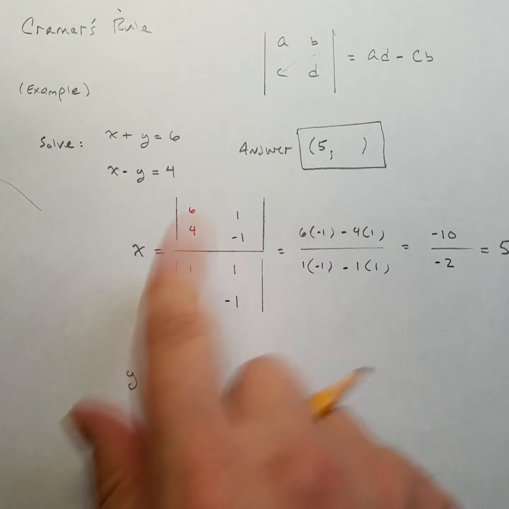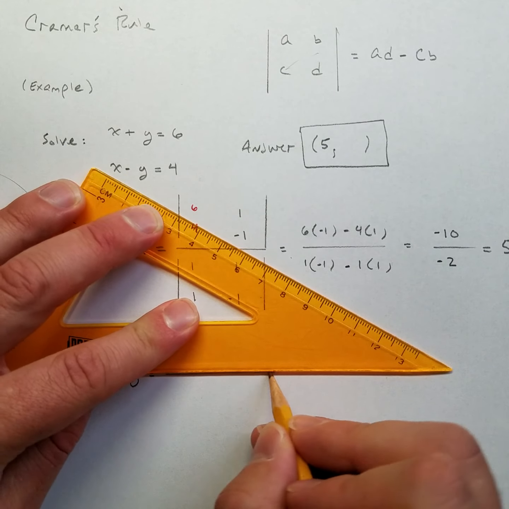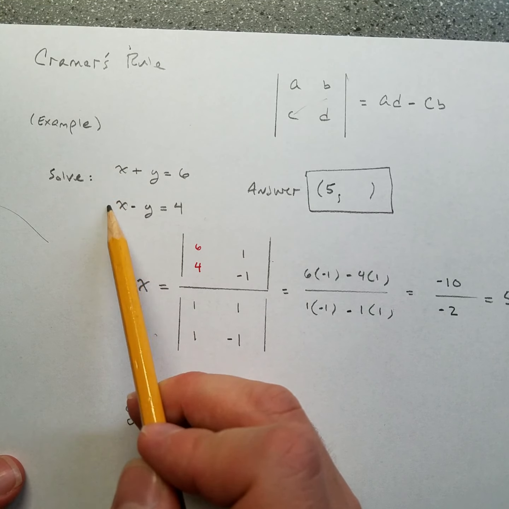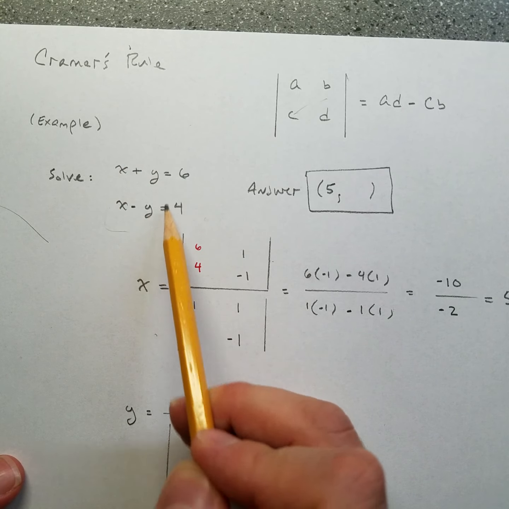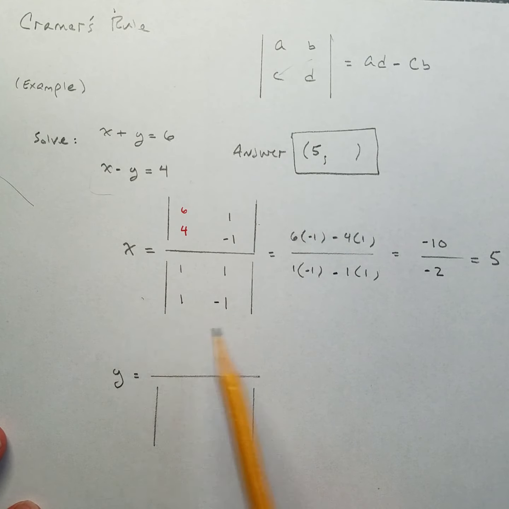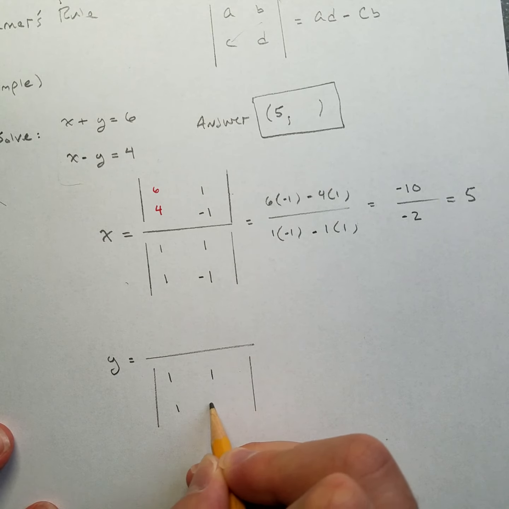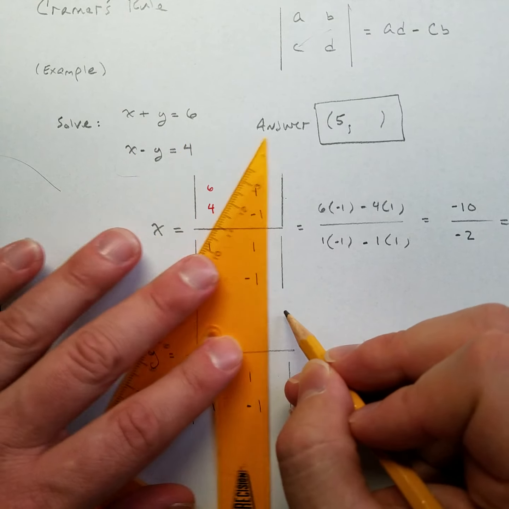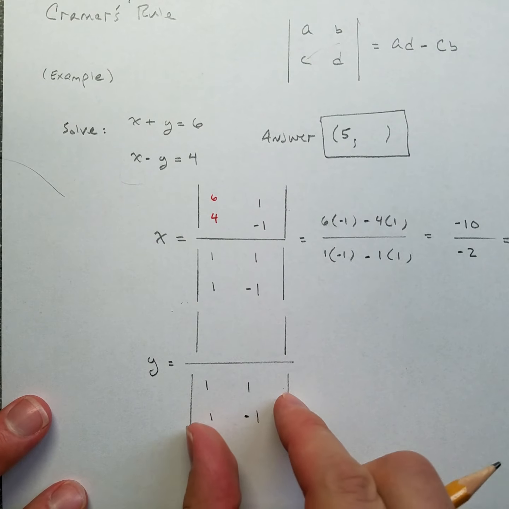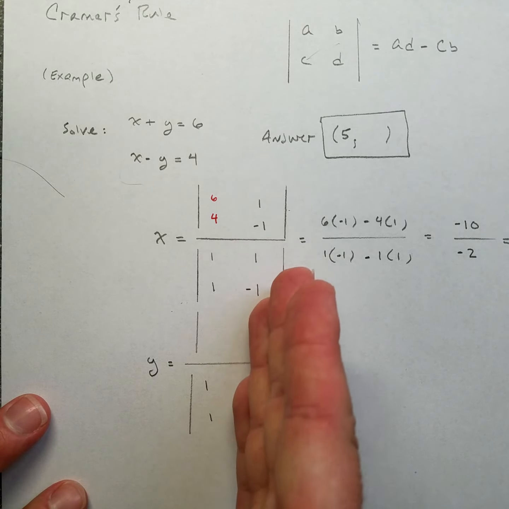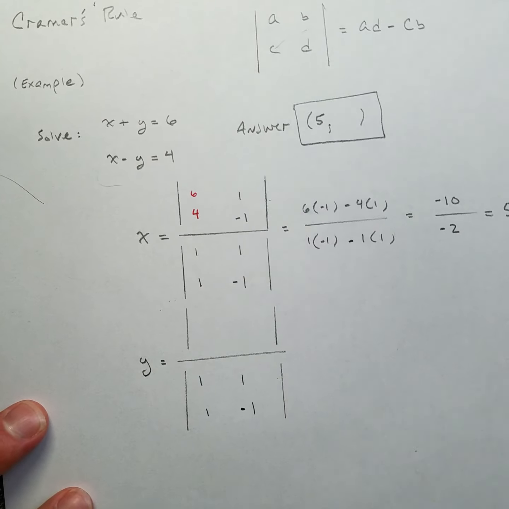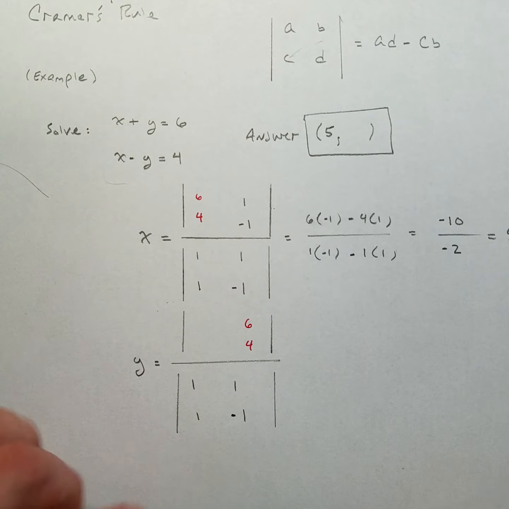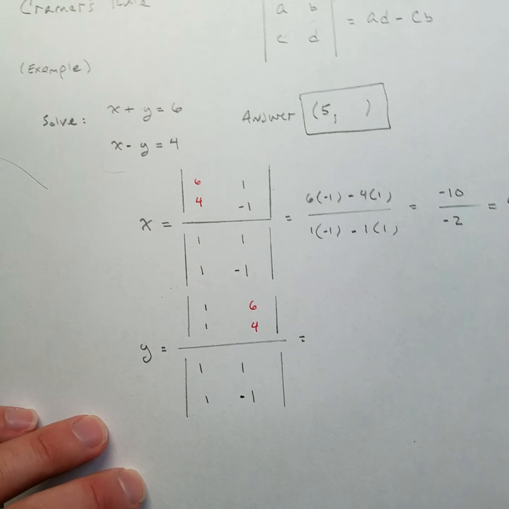Okay, how could we adapt this? Here's what we do. The bottom determinant is always the coefficients of the x and y in the order that you see them. So it's going to be this all over again. 1, 1, 1, negative 1. Okay. And then this top part, well, if I'm going to solve for y, it's the y column that gets replaced by the 6 and the 4, and this is otherwise the same. Okay, 1 and 1. All right, there it is.